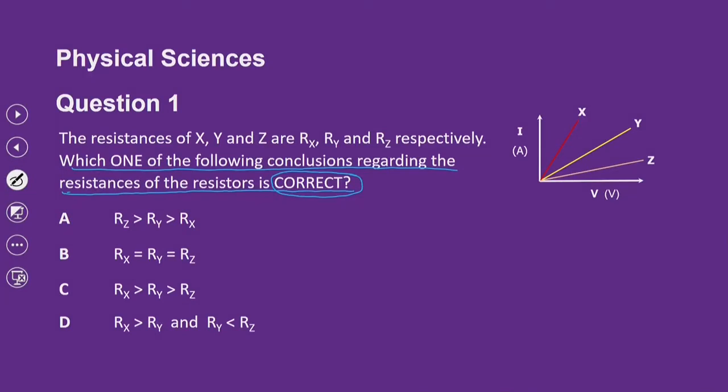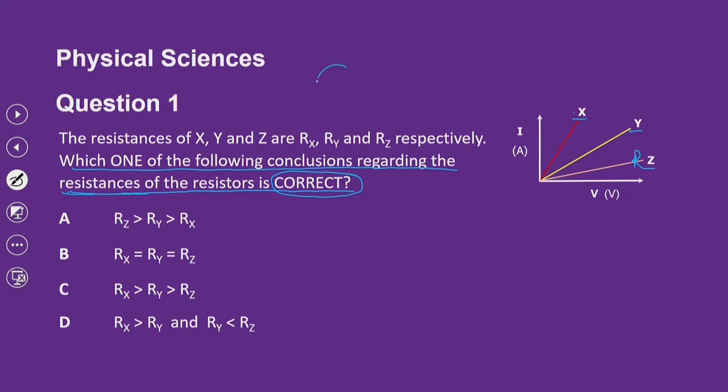Alright, so we need to look at the relationship between the resistance of the resistors. Now here's our graph in miniature form. Now mathematically, what do we see? We see that the gradient of X is much bigger than the gradient of Y, and Y is bigger than Z. So we'll tend to say that the resistance of X is bigger than Y, and Y is bigger than Z. But here's a small little problem.